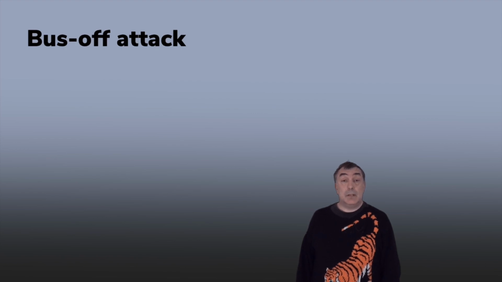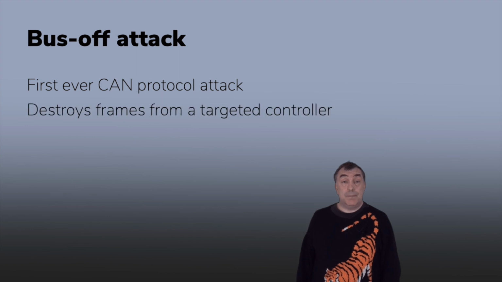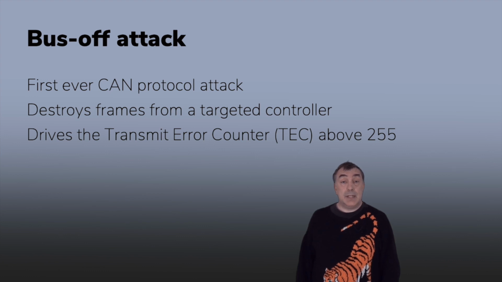This was the first ever CAN protocol attack. It was first described by Cho and Shin of the University of Michigan in 2016. The attack destroys frames from a targeted controller. The goal is to increment the transmit error counter by 8 and do this 32 times. That will put the transmit error counter above 255. And then the targeted CAN controller goes bus off.